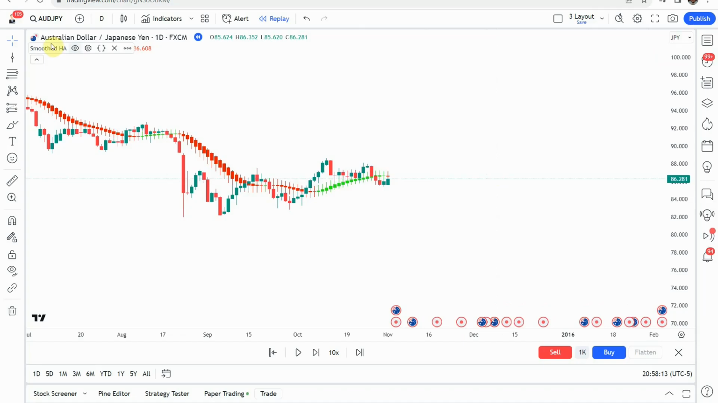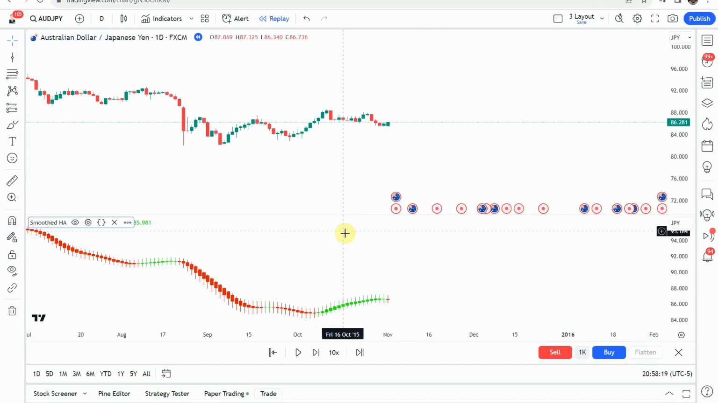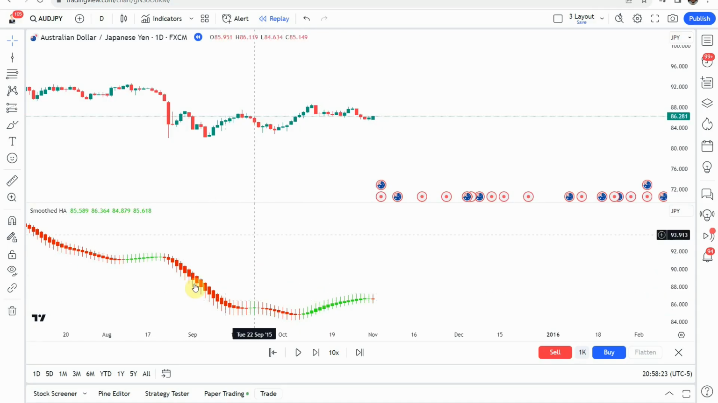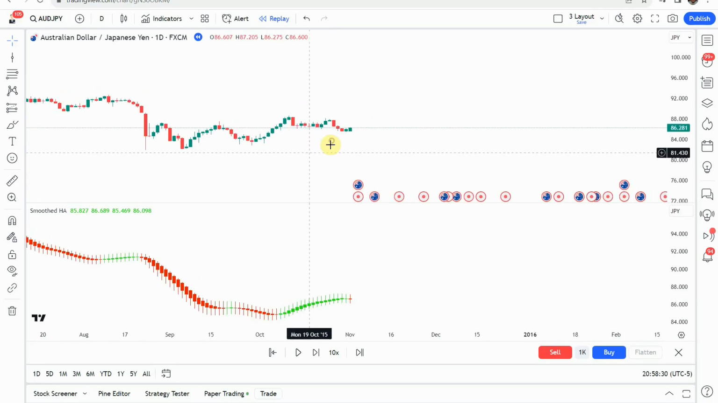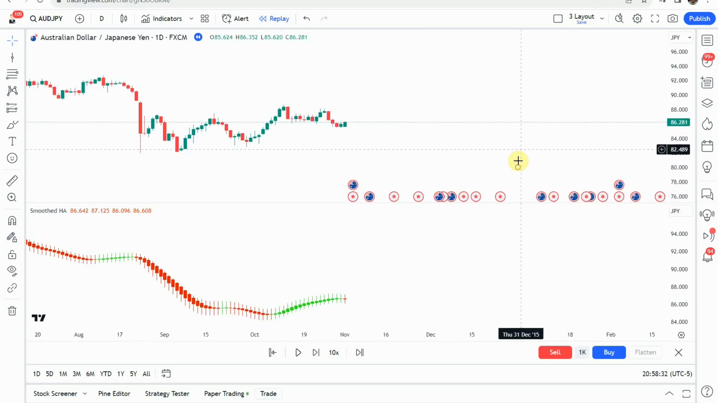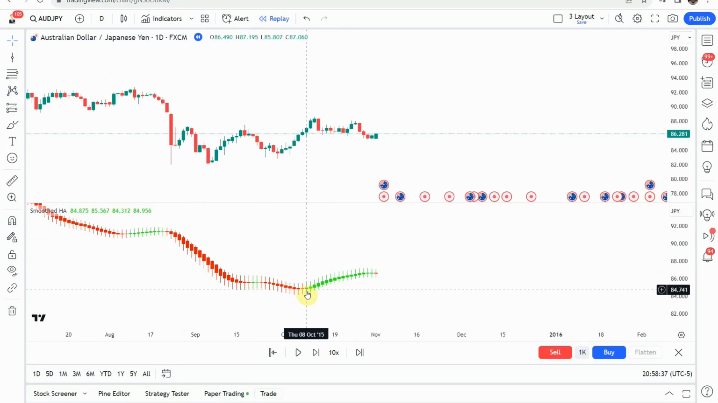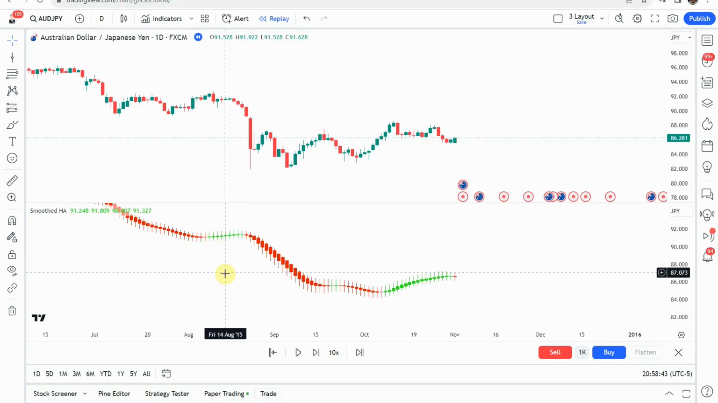Then we are going to go here, click that three dots there, and move to new pane below, like this here. And you don't have to have it in a new pane below. That's totally up to you. If you want to have it up here with the price action, that is fine. Also, like I said, it's totally up to you and how you feel about it. I think it's a little bit easier to see when it's down here and not embedded into the price action itself, which is why I have it down here myself.